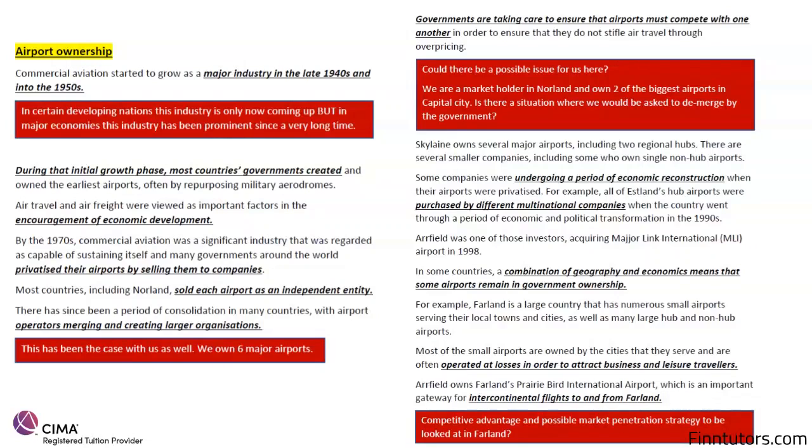So what I'm trying to say is, in areas where this industry is still growing, still in its incubation, you can look at setting up a stronghold.